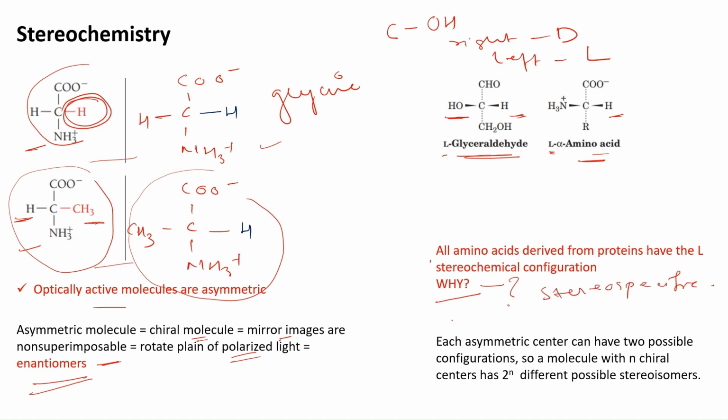Now each asymmetric center can have two possible configurations. So a molecule with n chiral centers has 2 to the power n possible stereoisomers. This we already studied in the carbohydrate video, how to calculate the possible stereoisomers for a given molecule. I will provide the link at the end of this video. You can go check the video once.